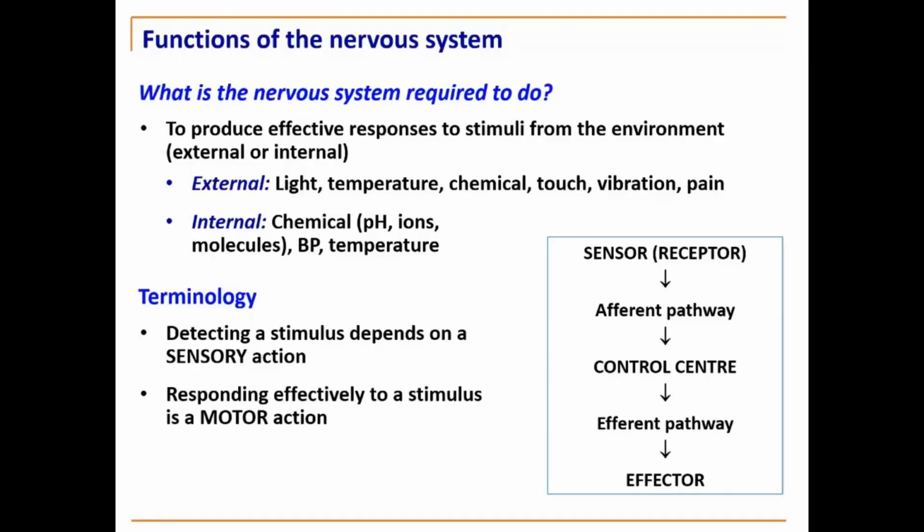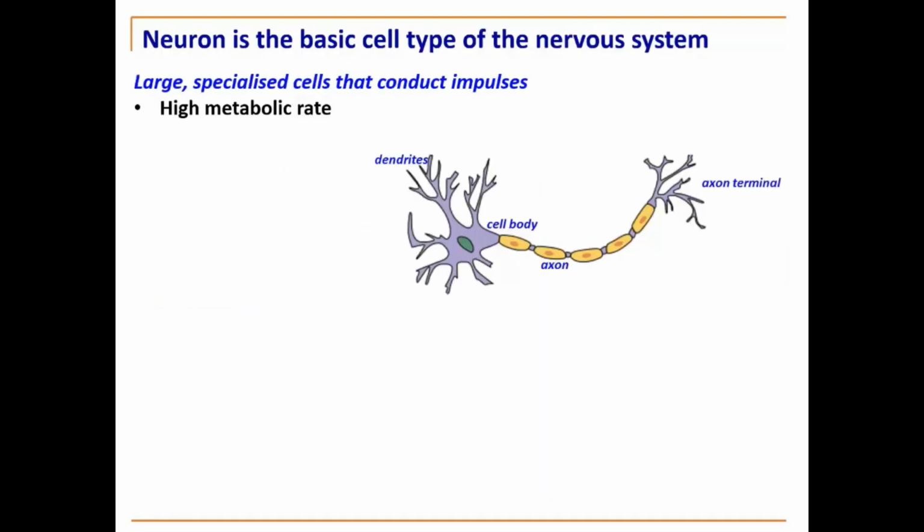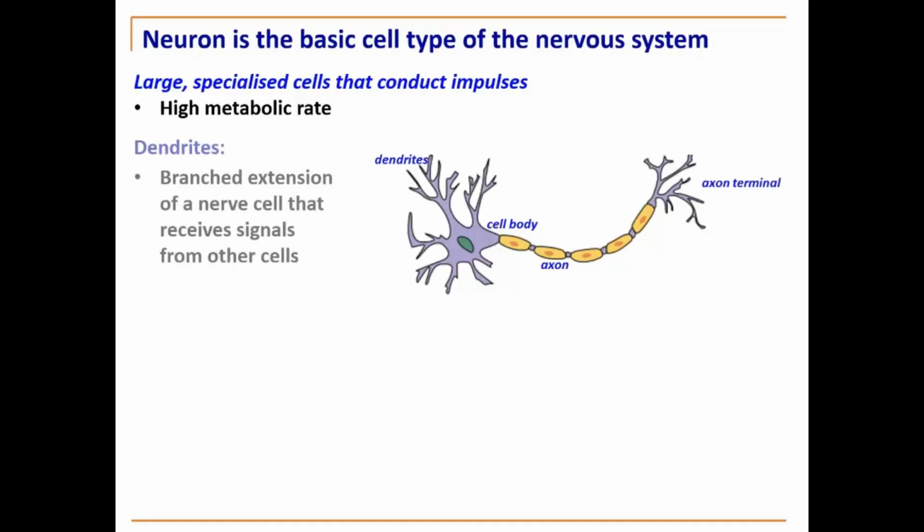And this is where we bring about an appropriate response, which, as I said, may be a muscle, so cardiac muscle or smooth muscle, or secretion of something from a gland, for example. And so what cells are actually doing all of this information? Well, it's your neuron that is the basic cell type of the nervous system. It's quite large, they're specialized cells, and they conduct impulses. They have a very high metabolic rate. In other words, they use a lot of energy, so they're very ATP hungry. And they have a specific structure to them.